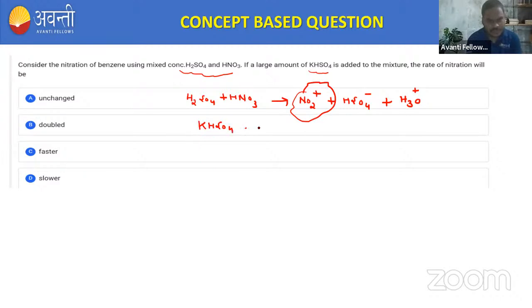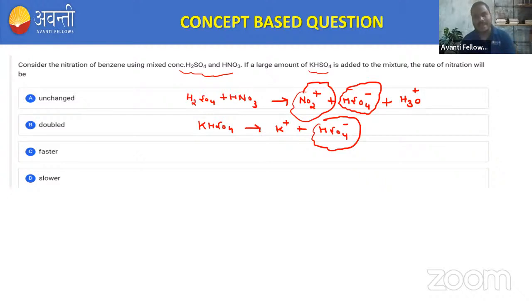Now, this KHSO4 will produce K plus and HSO4 negative. Remember this thing beta. So due to the common ion effect, देख रहे हो यहाँ भी एक आयन है, यही आयन यहाँ भी है, तो ये कॉमन आयन इफेक्ट हो गया. So due to the common ion effect, the backward reaction will take place, so the formation of NO2 plus decreases. So the nitration process will become slower.